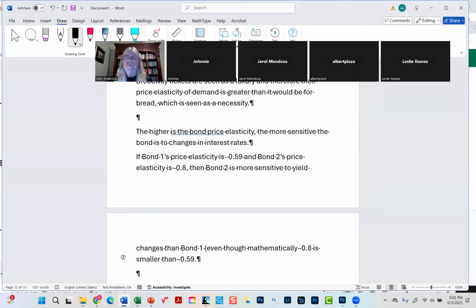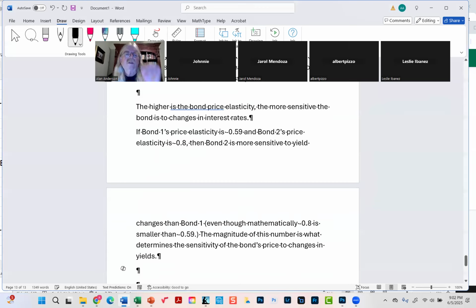So in terms of absolute values, the magnitude of this number is what determines the sensitivity of the bond's price to changes. In other words, you can almost even ignore the negative part. It's understood that it's negative. So the larger the number itself, the more sensitive the bond's price is to changes in yields. Now that'll help determine your strategy.